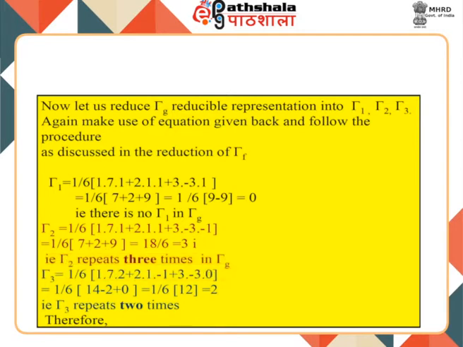Tau 3 equals 1 by 6 [1 into 7 into 2 plus 2 into 1 into minus 1 plus 3 into minus 3 into 0], which is 1 by 6 into (14 minus 2 plus 0), that is 1 by 6 into 12, which is equal to 2. Tau 3 repeats 2 times. Therefore, tau z is equal to 3 tau 2 plus 2 tau 3.